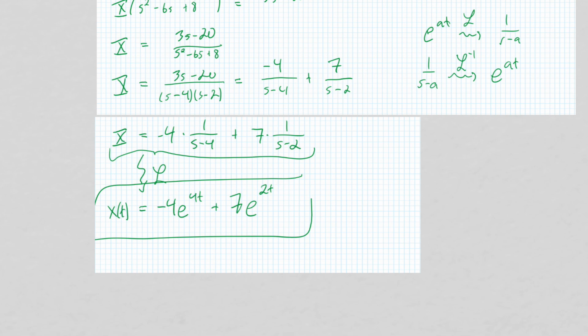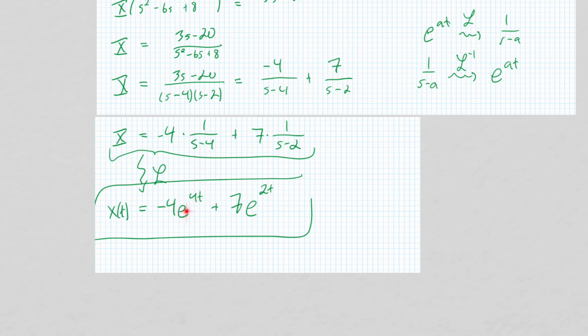And lastly, this next step is something that you haven't seen yet, but I think it should make some sense. Do you remember that the Laplace of e to the at was 1 over s minus a? Well, I can undo these things. That means that if I have 1 over s minus a, it will inverse Laplace to e to the at. Notice this is 1 over s minus 4. What do I get when I inverse Laplace that?